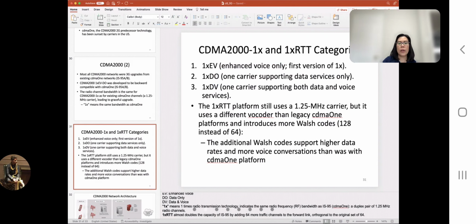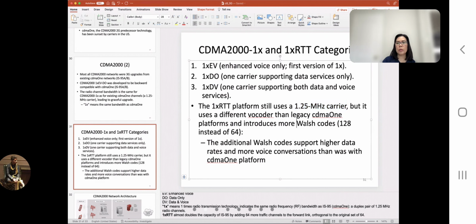They have another type of air interface, which is called 1X RTT. RTT stands for radio transmission technology. This is still 1X, which means it still uses a 1.25 megahertz carrier, still the same as CDMA1. But it uses a different codec for voice. Because of this different codec, now it can use more Walsh codes.